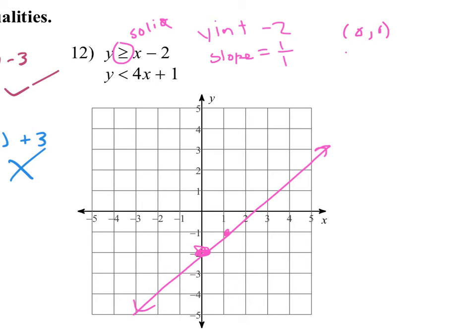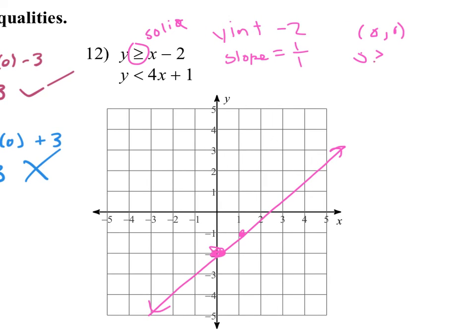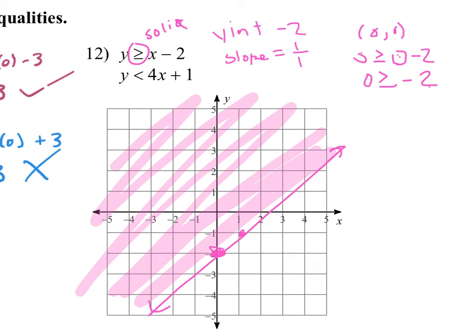So we have 0 is greater than or equal to 0 minus 2. What's 0 minus 2? -2. Is 0 greater than negative 2? Yes. So where are we going to shade? On the left side. We shade where 0, 0 is. So we shade over here.